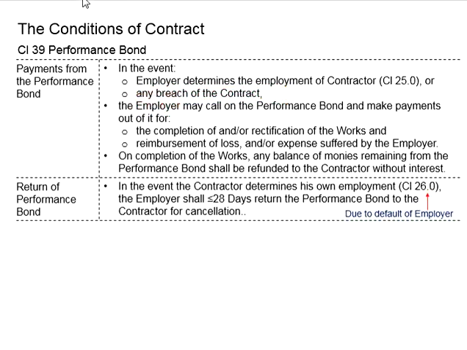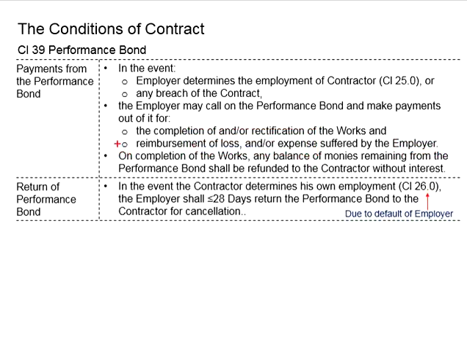the performance bond. Now this performance bond here can be used by the employer for the completion or rectification of the work, especially when the contractor has been determined from the employment. The performance bond may be used to finance the pending works, and the employer may use the performance bond to reimburse the loss and also expenses suffered by the employer. This is when the problems come from the contractor, causing the employer to suffer loss and expenses.